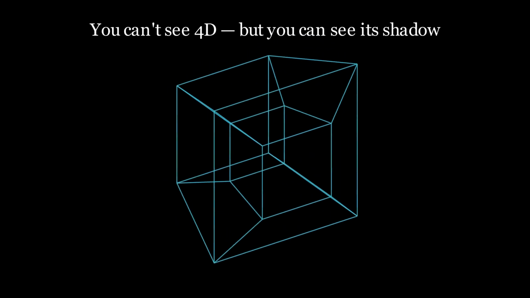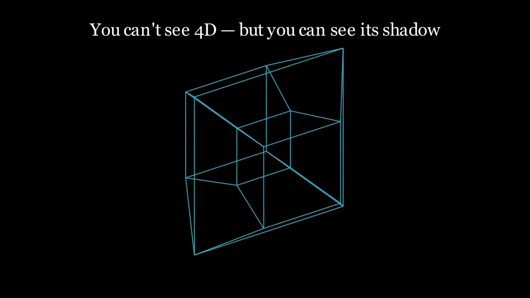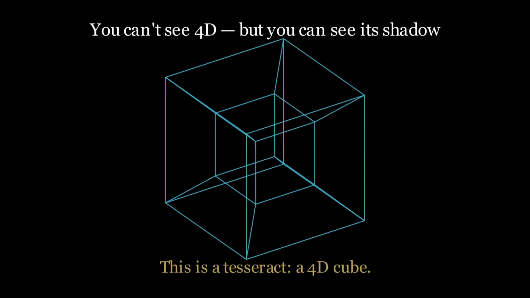For 2 episodes, I've told you that you cannot picture higher dimensions, and that's true. You will never directly see a 4-dimensional object ever. But here's the loophole: you can see its shadow. A 3-dimensional cube held up to a light casts a flat, 2-dimensional shadow on the wall.